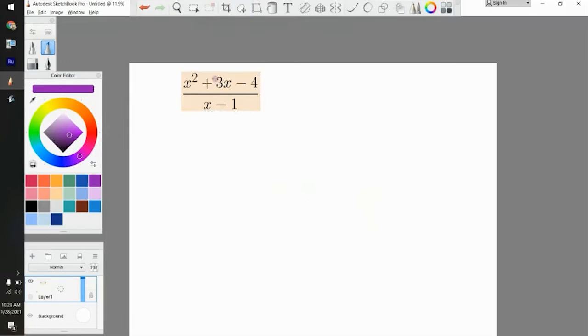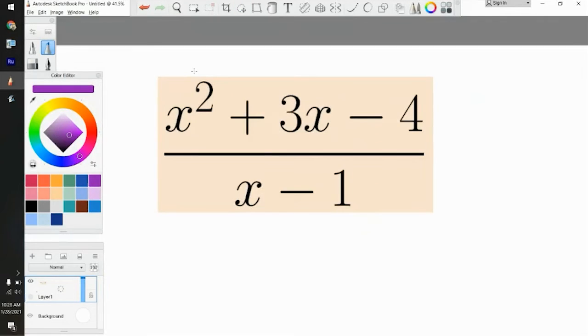Is there anything we can do to that top polynomial, the x squared plus 3x minus 4? You can use the quadratic equation. What else can you do? You can factor it, okay? Which one's probably easier for this one? Does anybody know? Factor? Okay, you can use the quadratic equation. You're going to get the same answer.